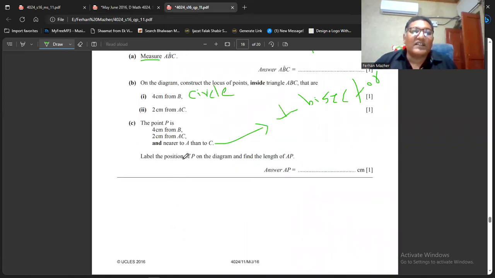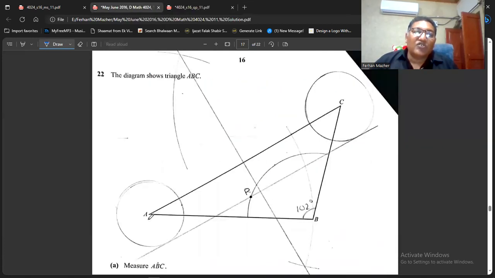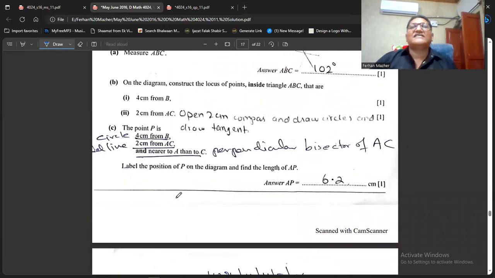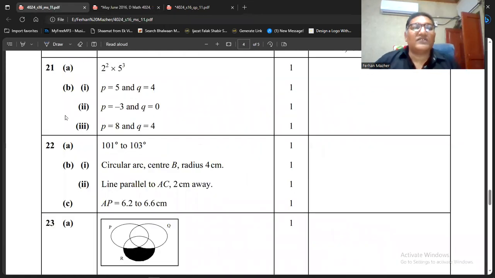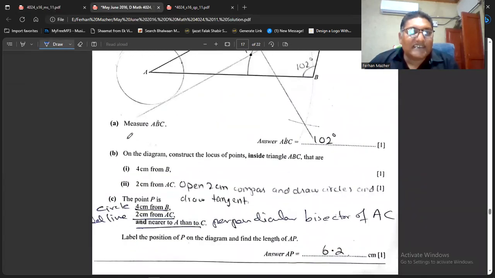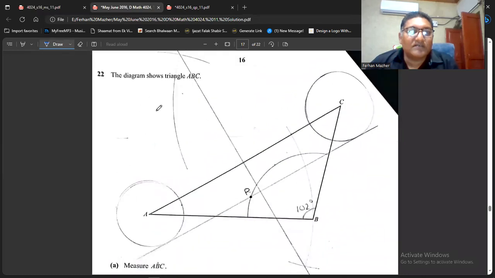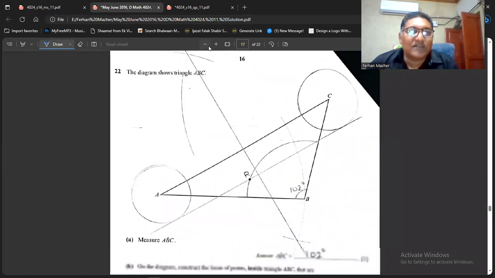Then the question: label the position of P on the diagram and find the length of AP. So we have to measure the length between A and P with the help of the scale. You can measure it. I have already done this, and that distance is 6.2 something. Yes, 6.2 is the right answer. I hope you understand this, and hopefully you know this. This is done.